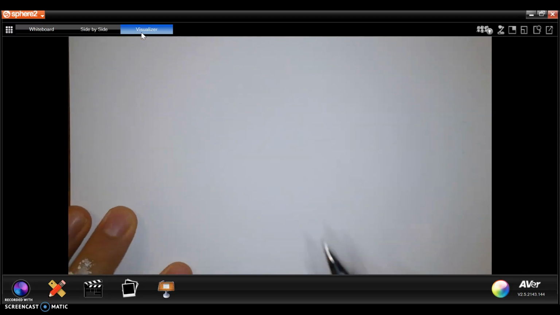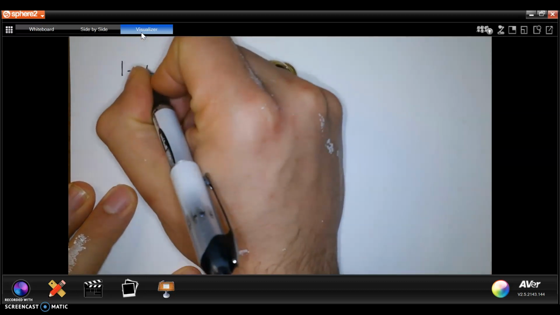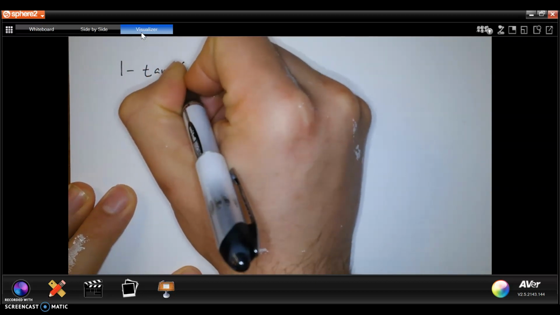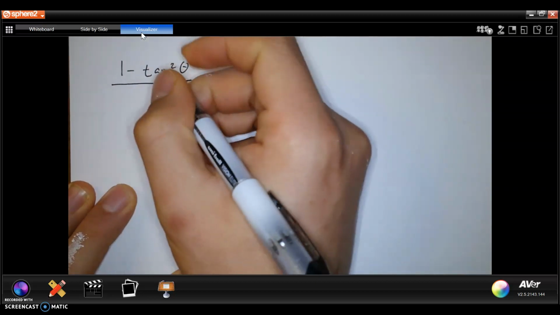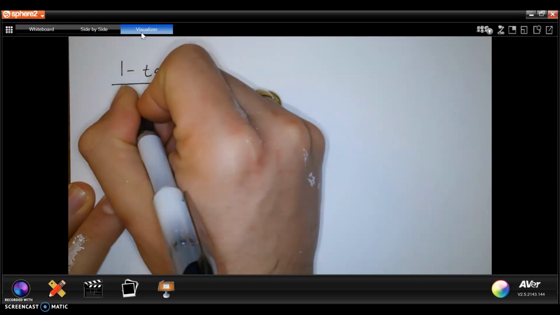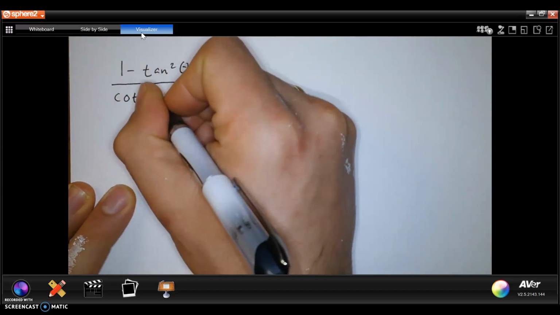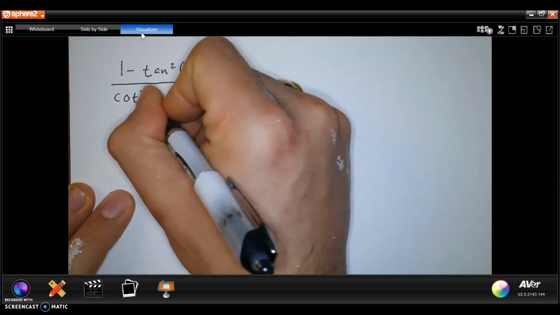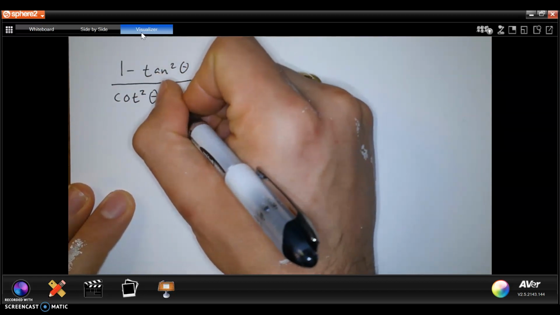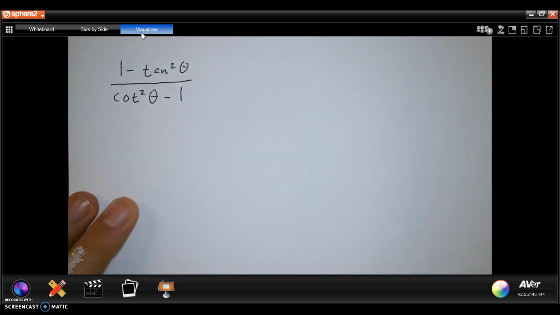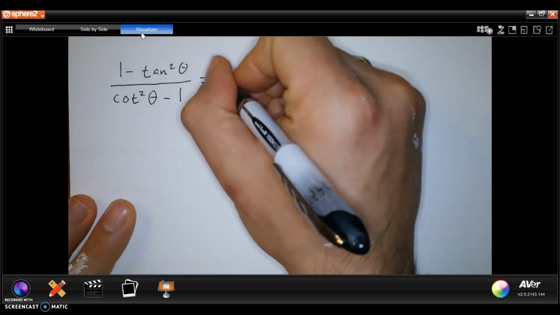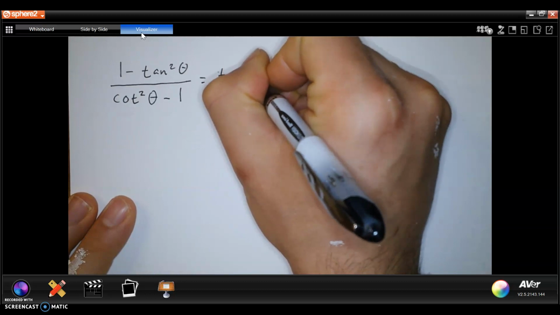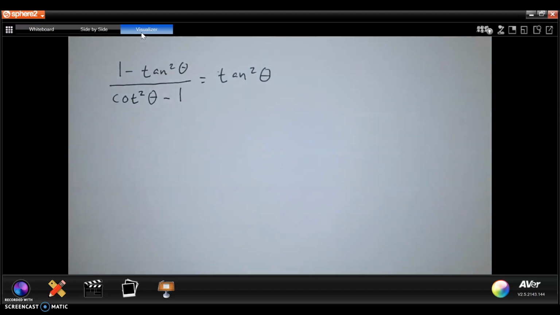The next one we're going to look at is 1 minus tangent squared theta over cotangent squared theta minus 1 equals tangent squared of theta.